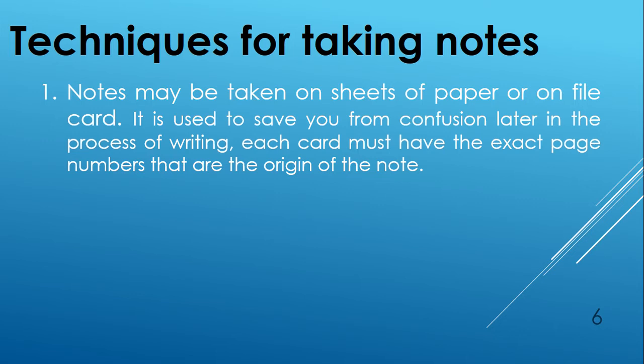For example, if we get an idea from a book, we have to cite it. It means we have to write the date of publication, the name of the author, and the publisher. So all publication details should be on the card.